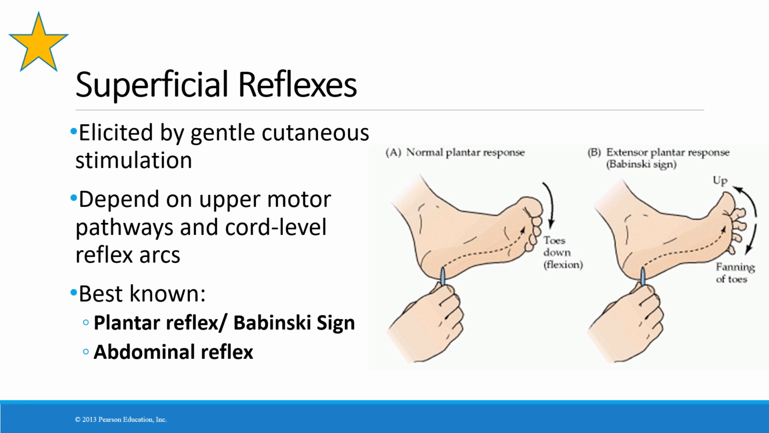Superficial reflexes are elicited by gentle cutaneous stimulation, cutaneous being skin. Okay. Depends on upper motor pathways and cord level reflex arcs. Best known one is going to be our plantar reflex or our Babinski sign. The abdominal reflex was the one that I was like, sometimes this works, sometimes it doesn't. I wouldn't put too much stock into it. But this plantar Babinski sign is gold standard neuro test. Do it for all of your patients. You won't know unless you try it how many positive Babinskis you're going to see, and then you're going to have to chase down why, and then that's going to lead you into helping your patient a whole lot more.